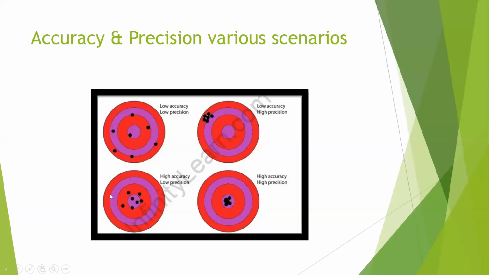Coming down further to the bottom left, you have a high accuracy. They are pretty much close to the target value, and many are within the bullseye, but there is a low precision. And on the bottom right is the ideal situation, where we have high accuracy and high precision. All the dots are in the target area, and also the repeated attempts, all the dots are clustered together. That is an ideal case of high accuracy and high precision, right?